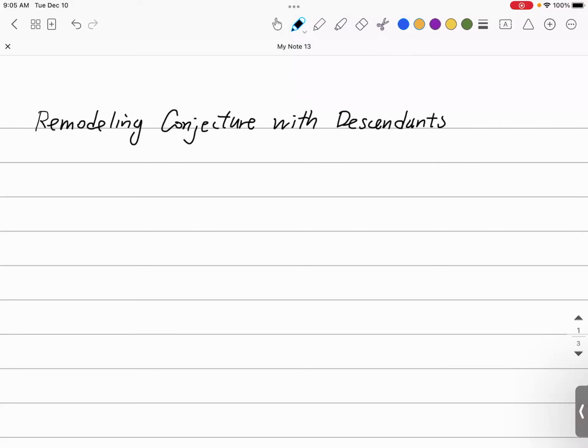So today is the last lecture. Since it has been a while, let me remind you of the setup. We are going to talk about the remodeling conjecture.